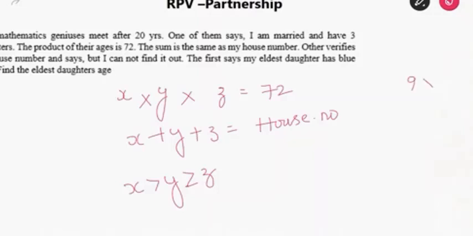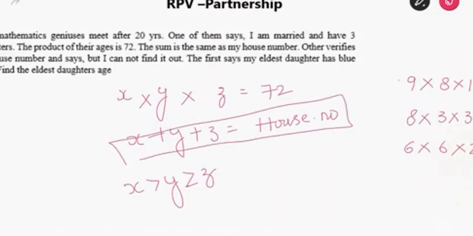If it is 9 into 8 into 1, the product will be 72, right? If it is 8 into 3 into 3, the product will be 72, right? If it is 6 into 6 into 2, the product will be 72. Now see here, the sum of their ages must be equal to the house number. Now what will be the sum here? 9 plus 8 plus 1 is 18 here. 8 plus 3 plus 3 is 14 and 6 plus 6 plus 2 is 14.